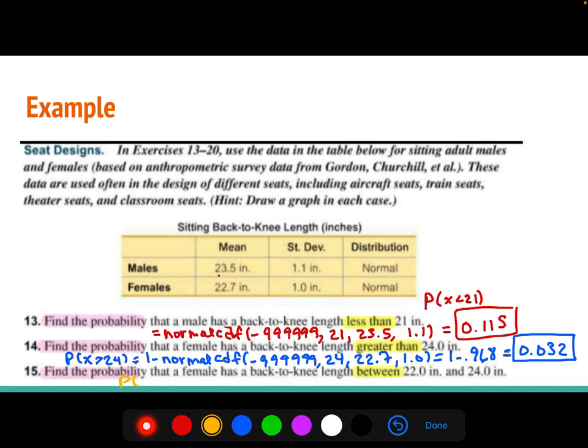Now our next one, probability of female is between 22 and 24. So probability 22 to 24 is the normal CDF of 22 to 24. Female, again, is 22.7 and 1. Put that in the calculator, and you get 0.6612. So a lot of them in the 22 to 24 range.